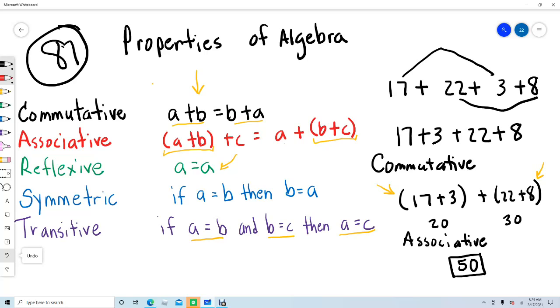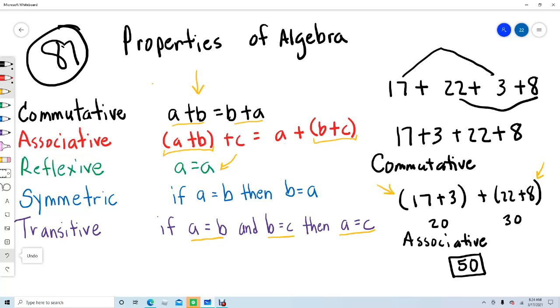All right, so the commutative and the associative, you'll find, are the two properties that are most focused on in math. They'll be referred to more often. Reflexive is obviously very simple. Symmetric is also pretty basic. Transitive maybe a little more than reflexive and symmetric. It's just slightly less obvious.